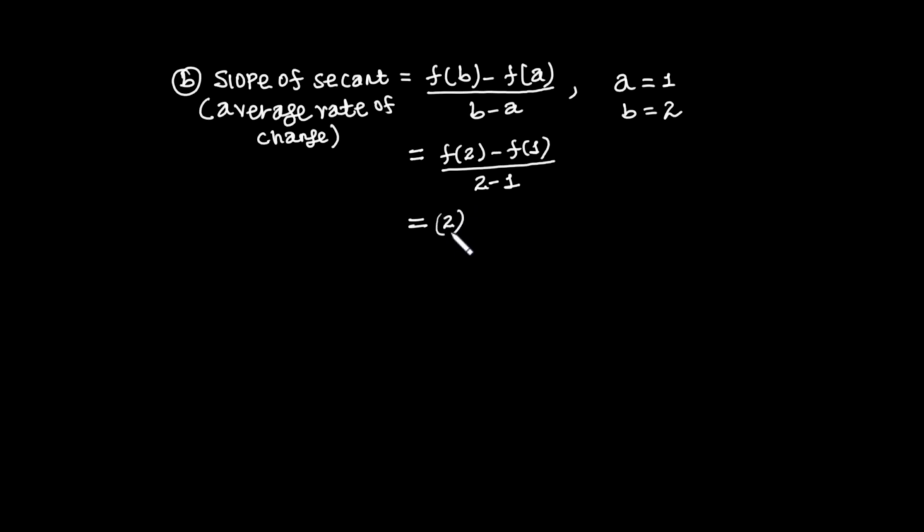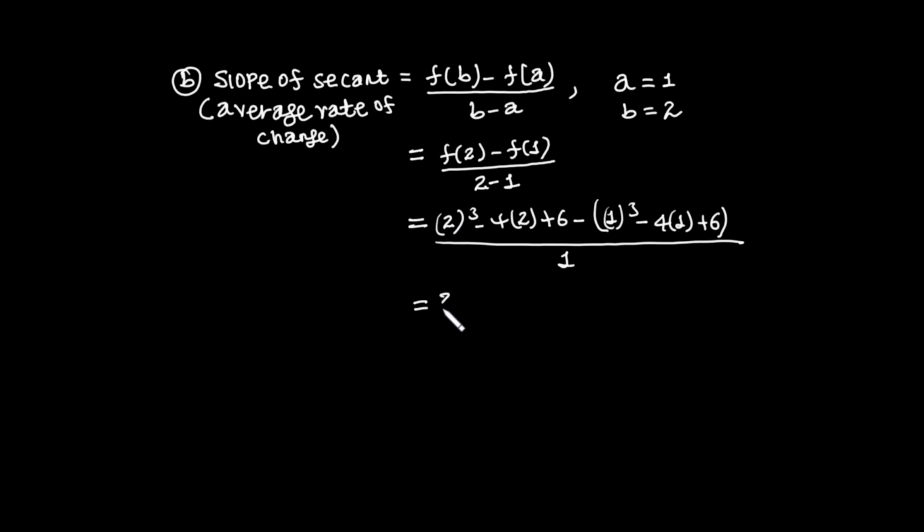In place of x, the function is x cubed, so x to the power of 3 minus 4x: 4 times 2 plus 6, minus, don't forget this bracket, substituting 1 gives 1 cubed minus 4 times 1 plus 6, over 2 minus 1. 2 to the power of 3 is 8, 4 times 2 is 8, plus 6; 1 cubed minus 4 plus 6. 8 minus 8 is 0, and the 6 minus 1 minus 1 becomes plus 4 minus 6, so 0 minus 1 plus 4, which is equal to 3.